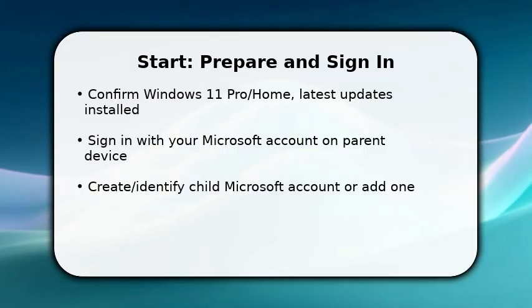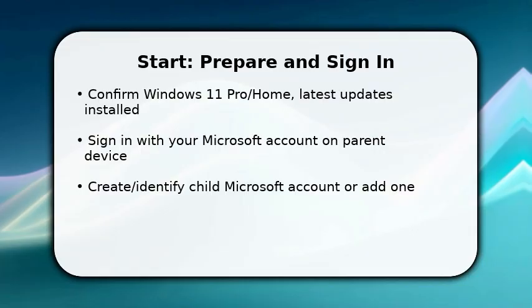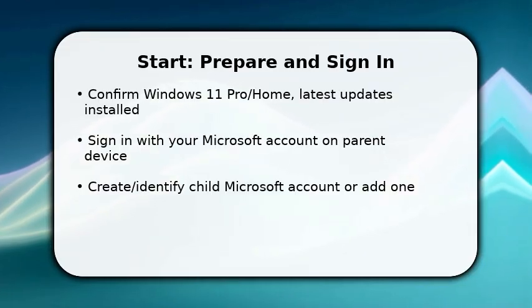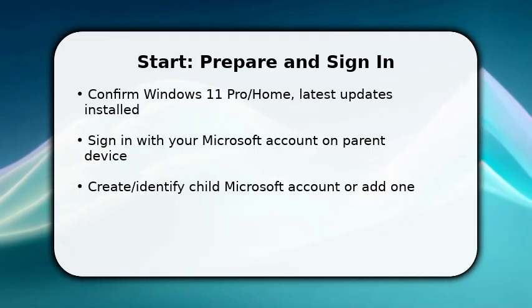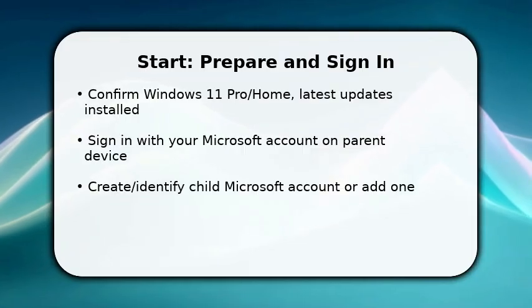You'll begin by signing in with your Microsoft account because parental controls sync through the cloud. Once signed in, open Settings and go straight to Accounts. Make sure updates are current to avoid missing features. Then add or confirm the child's Microsoft account under Family and other users.